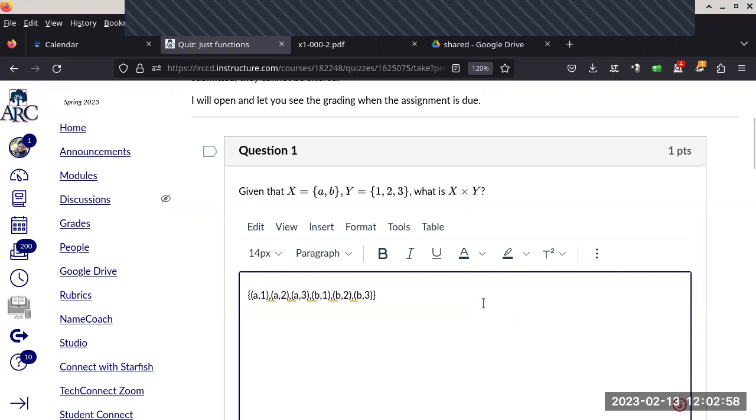And if people give me an answer without the braces, I will deduct points because the braces are necessary to indicate that this is a set. Without the braces, it shows me that someone does not understand that we are looking for a set as the answer. It's not going to be a lot of points, but it will be some points.